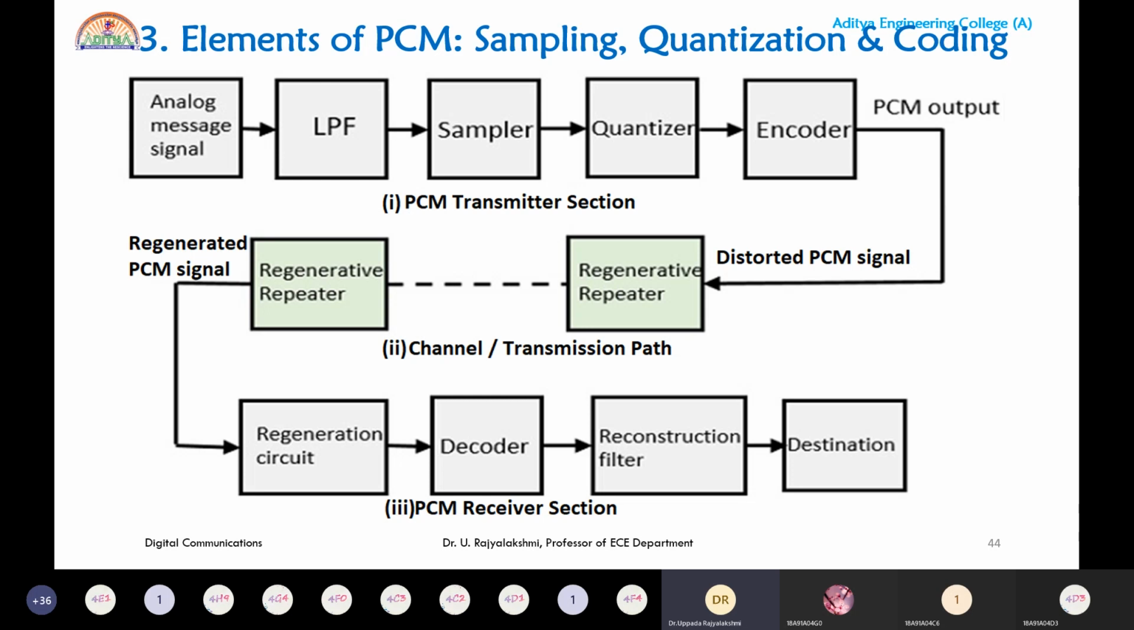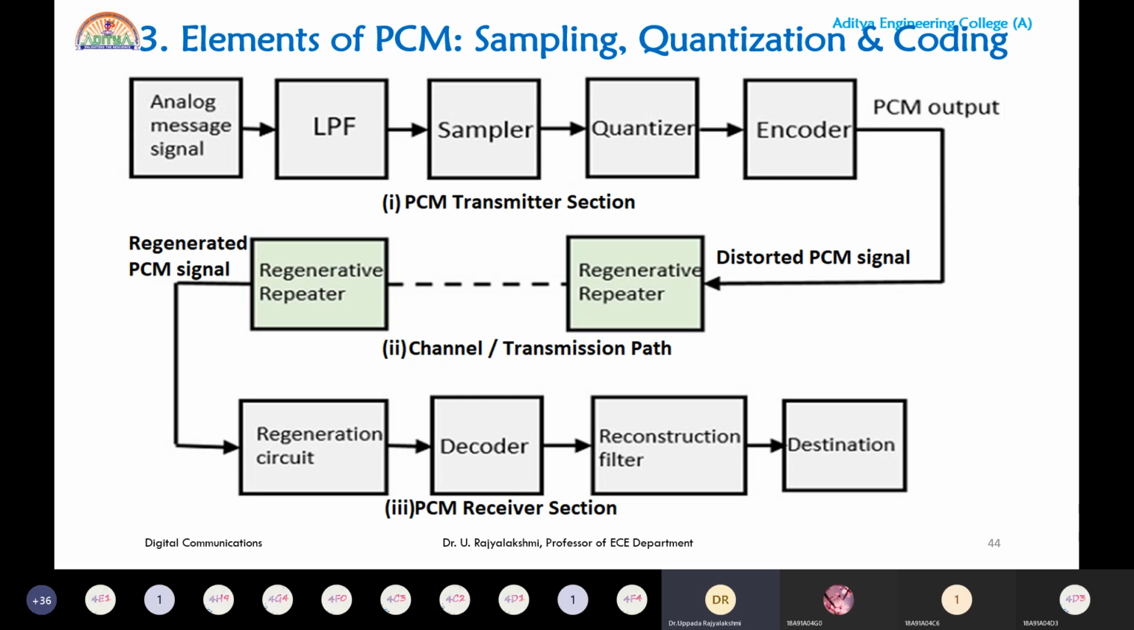But what is quantization? It is a process whereby the amplitude axis of the message signal is discretized into 2 power n number of levels. Into how many levels? 2 power n levels, where n is the number of bits you want to encode.